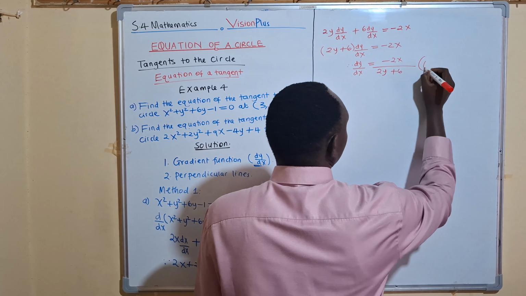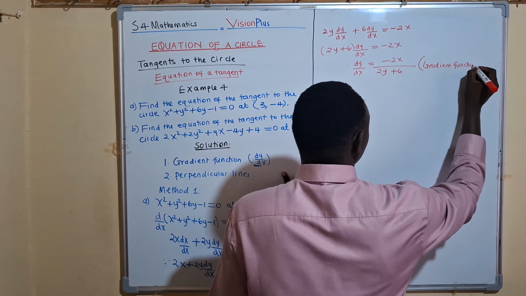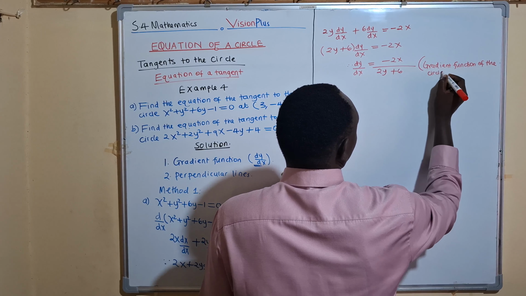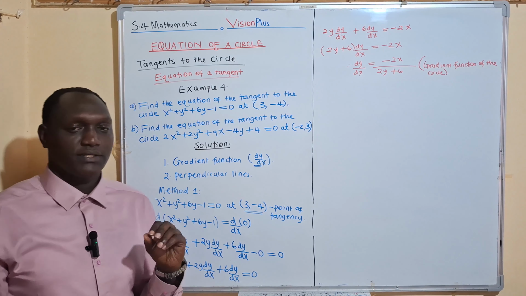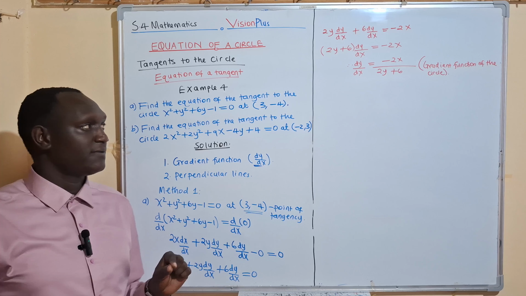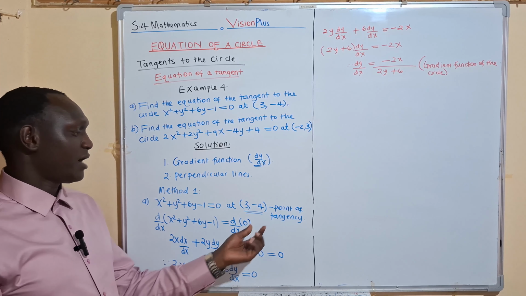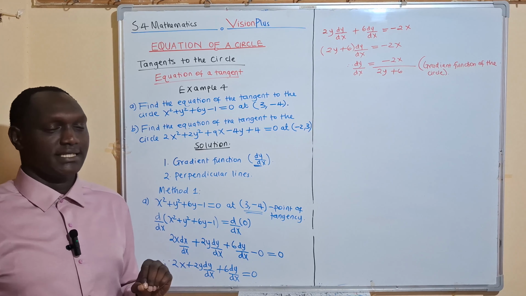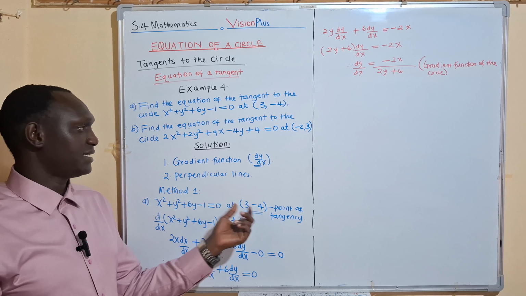So this is the gradient function of the circle that we are looking for. What is the gradient function of the circle? That is just a function that defines for us the gradient of the circle at any point on the circumference of that circle. But now we have a given point on the circumference of the circle. This is the point of tangency.